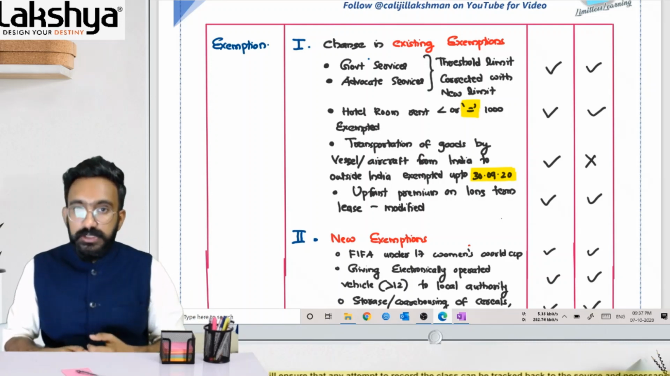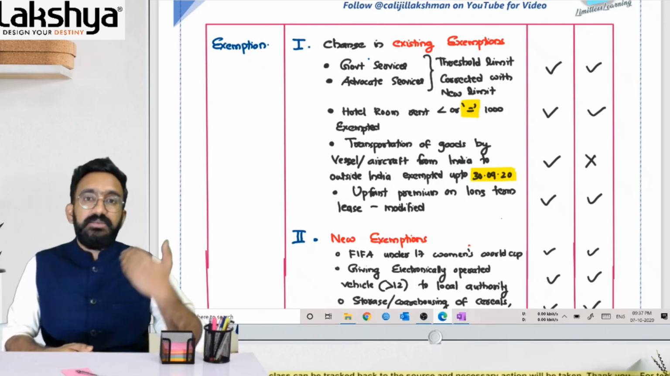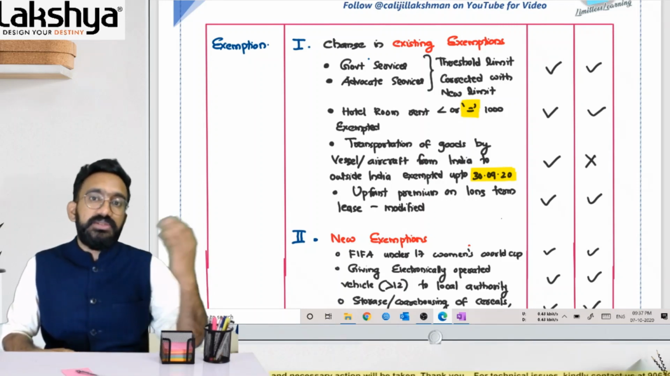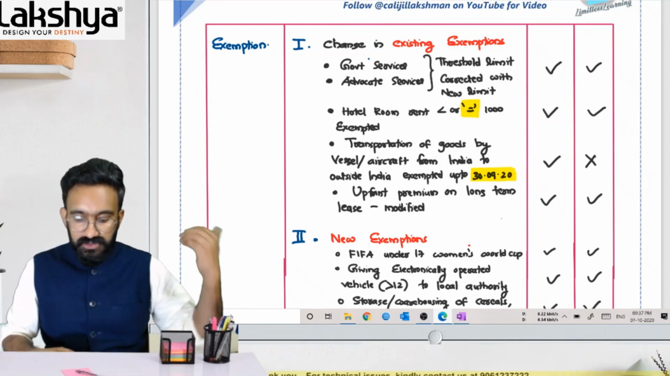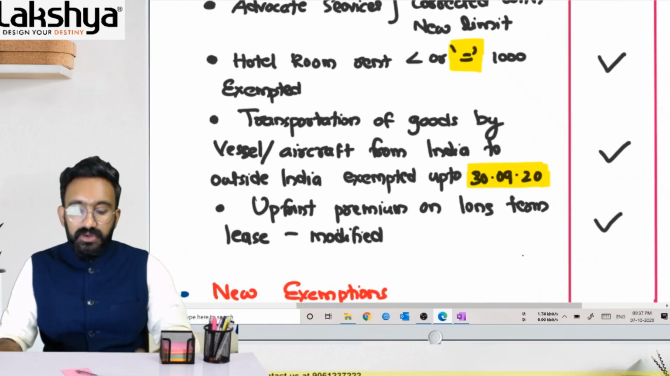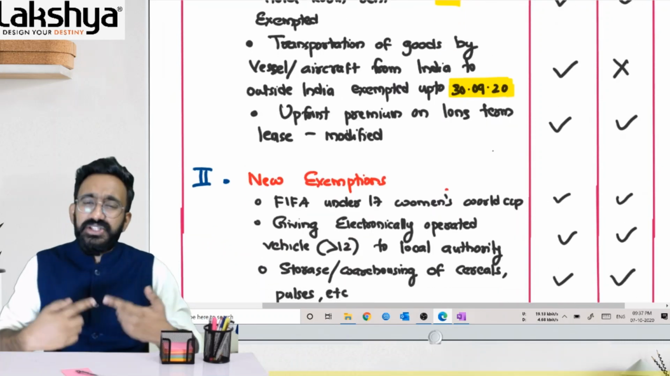How will you promote export? Whatever associated cost people will incur for the export has to be cheaper. So they decided that if somebody is exporting from India to outside India, then all their transportation charges will not be subject to GST. So look at this again. Transportation of goods by vessel or aircraft from India to outside India is exempted up to 30th of September 2020. They just kept extending this.